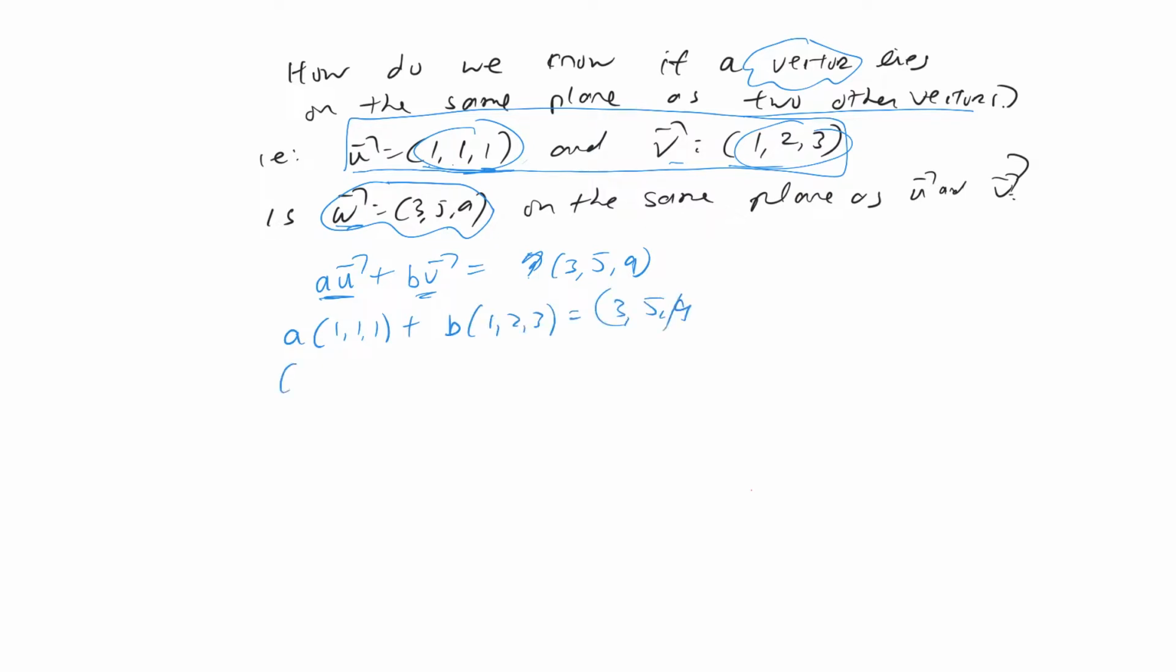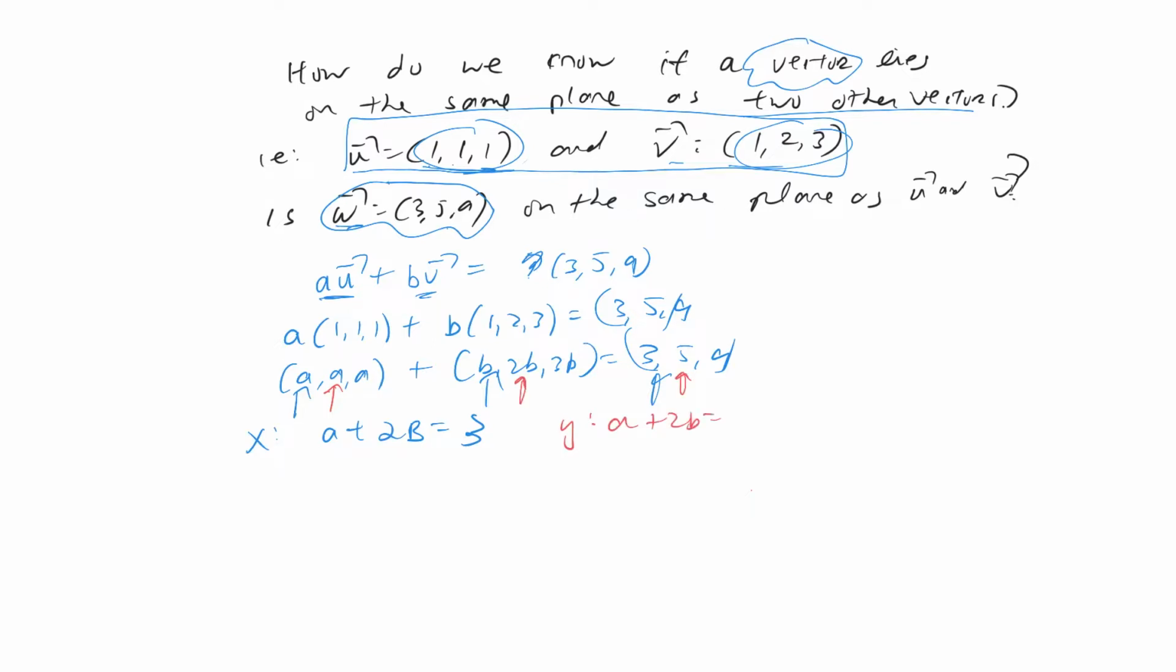So let's do the distributive property. So you have a, a, and a, plus b, 2b, and 3b, which equals 3, 5, 9. After that, we're going to focus on the x components. In terms of the x components, we have a plus b is equal to 3. And then let's look at the y components. The y components are a plus 2b is equal to 5. And the last one is going to be the z components, which is a plus 3b is equal to 9.